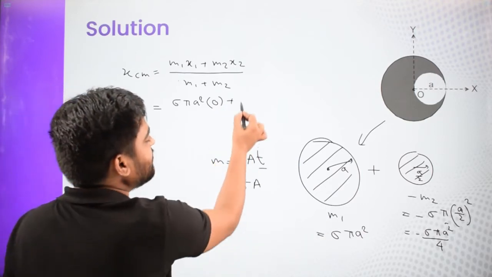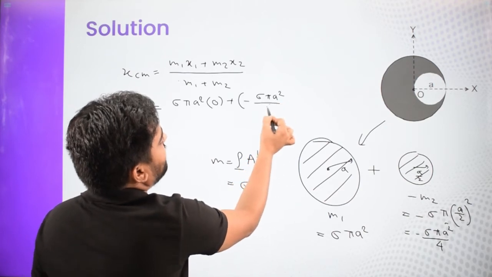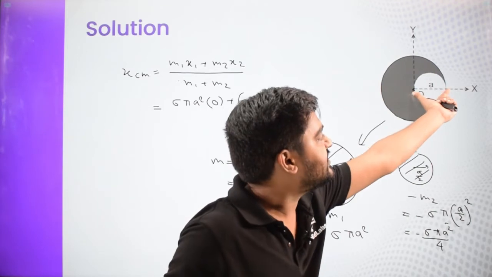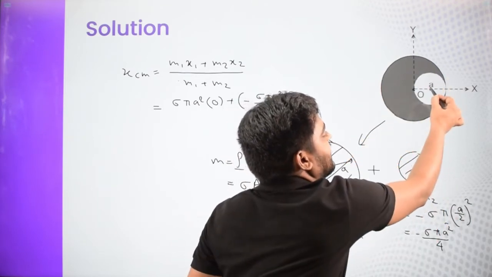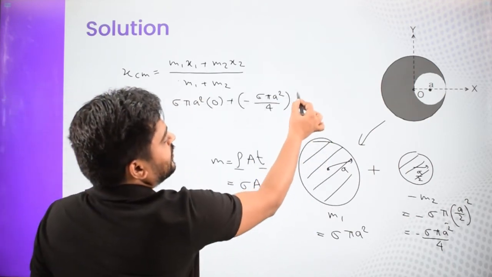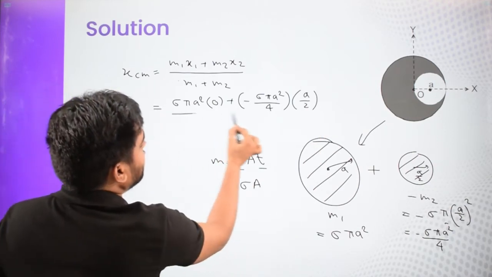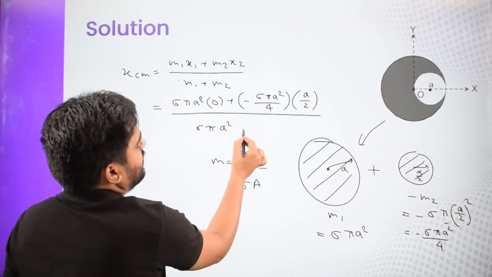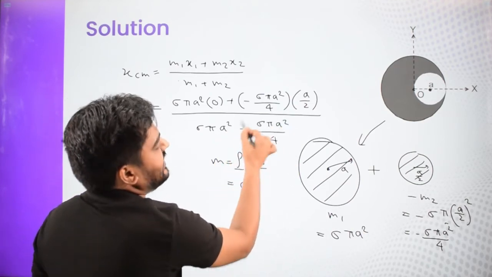Plus M2. M2 is basically negative mass, so I am writing minus sigma pi A square by 4 into X2. What is the center of mass of this disc? If this is the only disc, then the center of mass of this cavity lies over here, which has an X coordinate of A by 2. So A by 2, divided by M1 plus M2, that is sigma pi A square minus sigma pi A square by 4. Your M2 is negative over here.